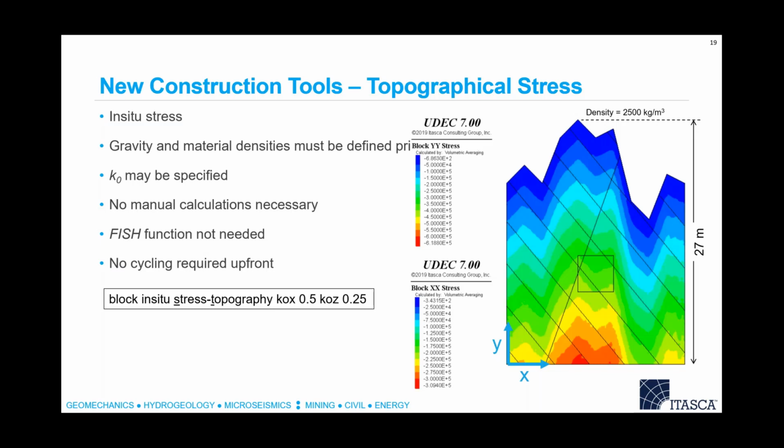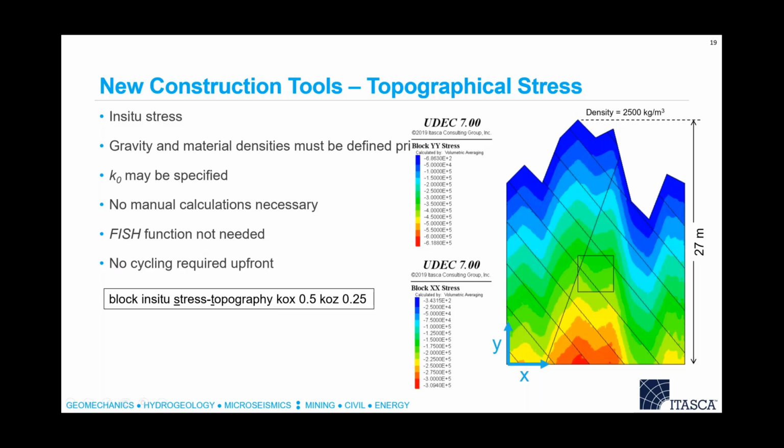The advantage of this is you no longer have to do manual calculations to work out what the stress should be and then initiate the in situ stress with those values. You don't require a FISH function to loop through all the zones and determine the lithostatic stress above, which is what this command is automatically doing, so we don't have to do that manually. And we don't require any cycling up front.